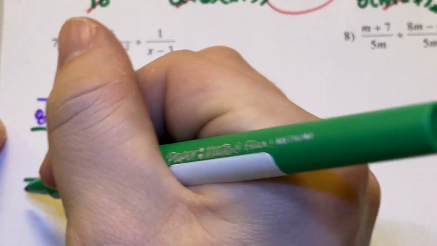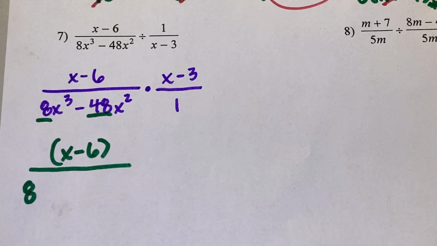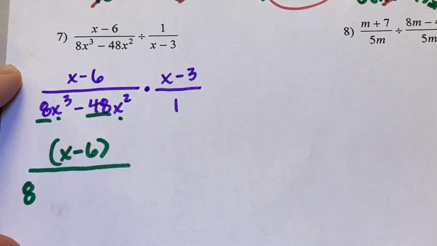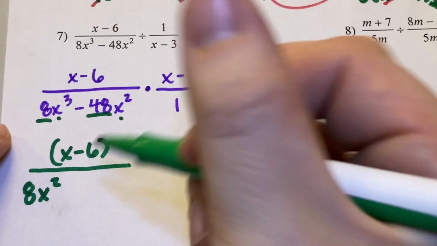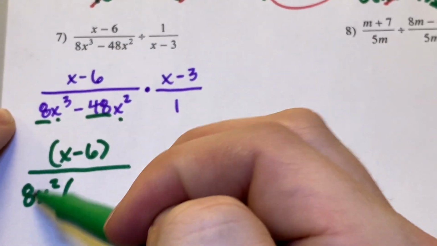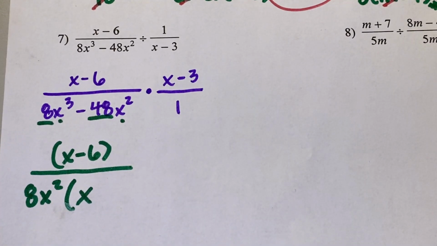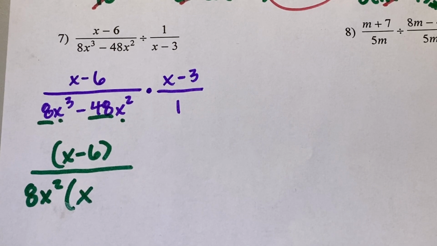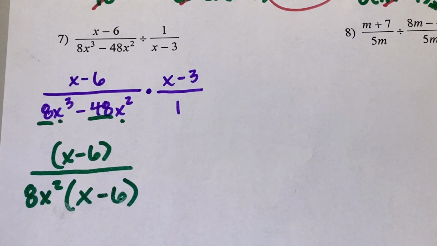So that means I can take out an 8. How many x's can I take? 2. This one has 3, this one has 2, so I can take 2. I take the smaller amount. Okay? 8 divided by 8 is just 1. 3 x's, but I took away 2 x's, I'm left with 1. What's negative 48 divided by 8? Negative 6. Boom. There we go.